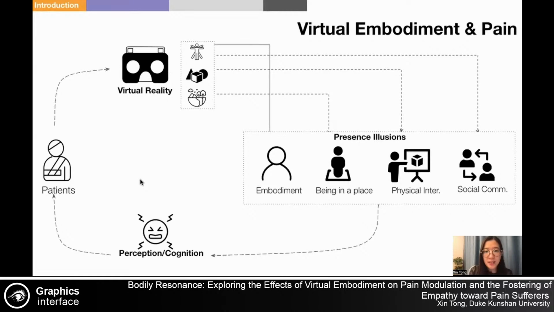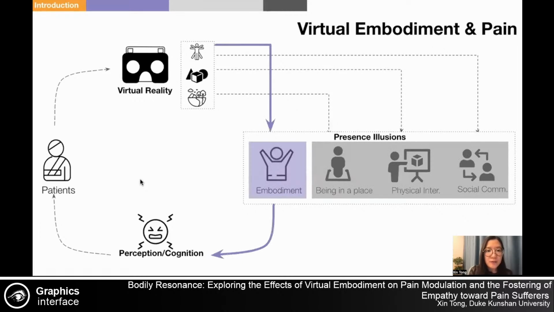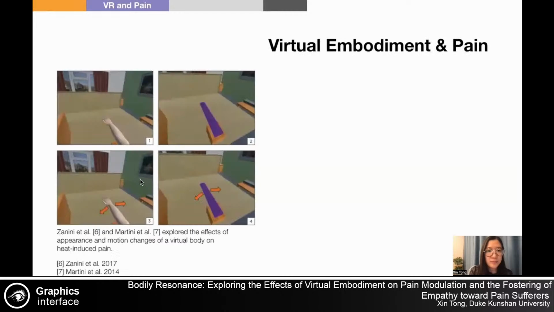Virtual embodiment is another emerging theory. Findings show that merely seeing a virtual body can have an analgesic effect on healthy people's induced pain. Viewing a virtual body with different appearance and sensory features may adapt people's perception of pain. For instance, Zanini et al. studied how virtual arms' shape and motion states affected embodiment and participants' hip pain perception.